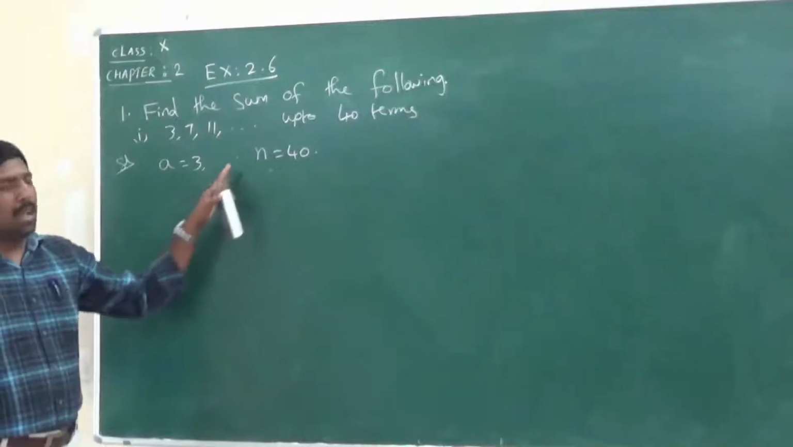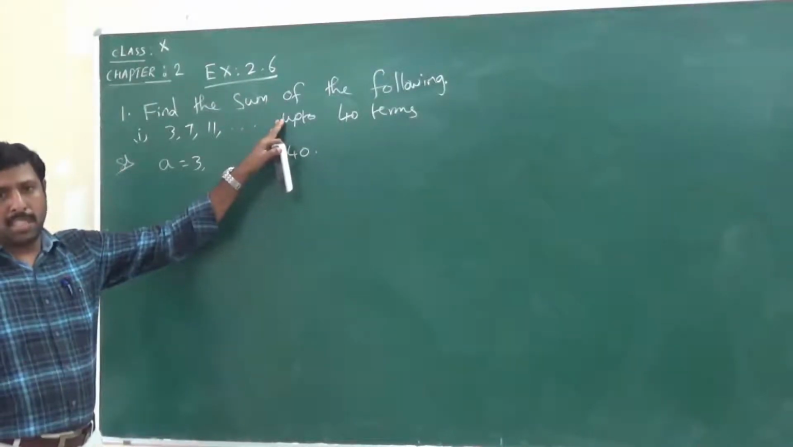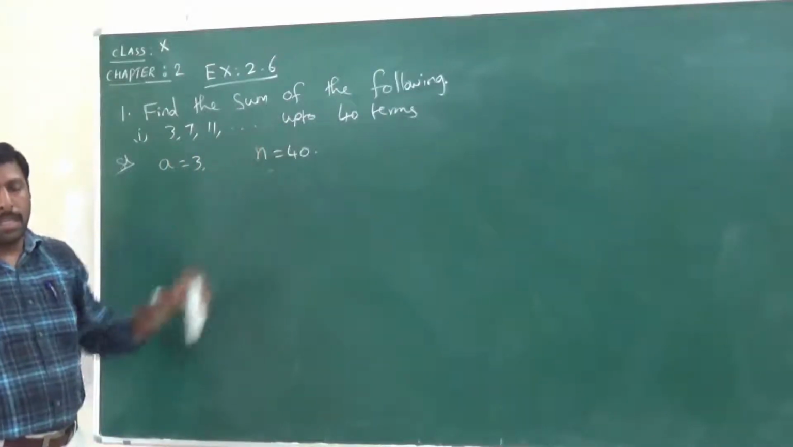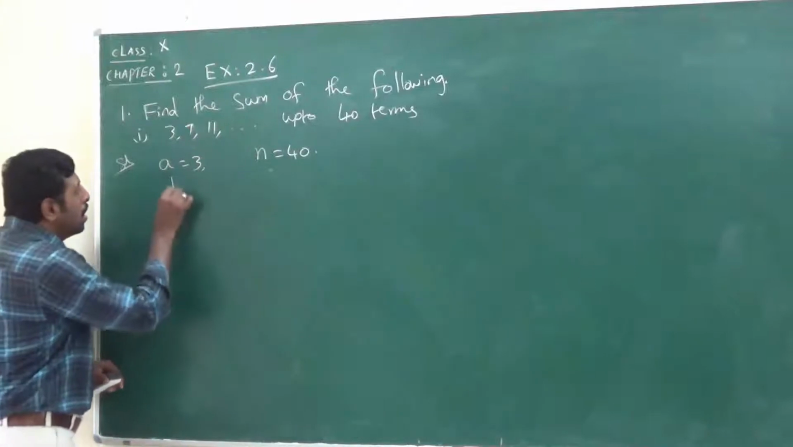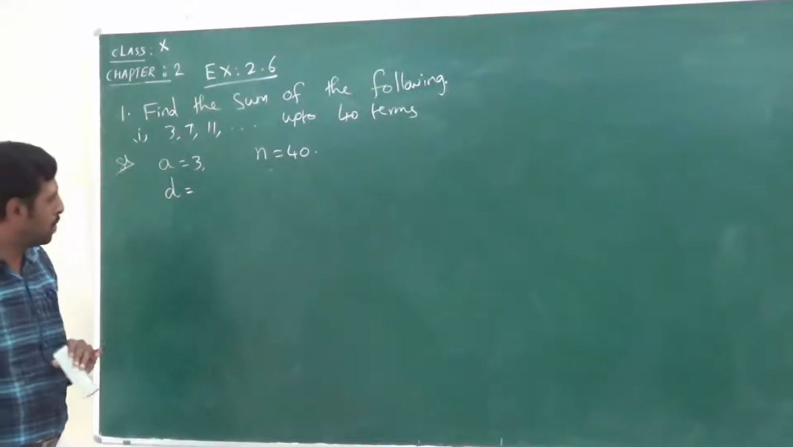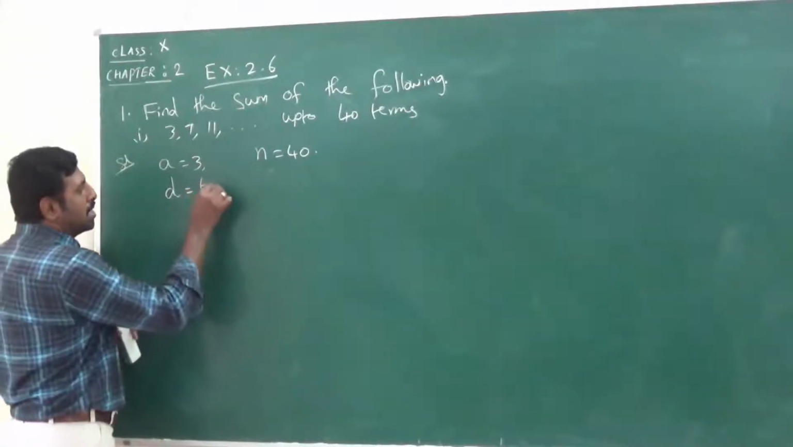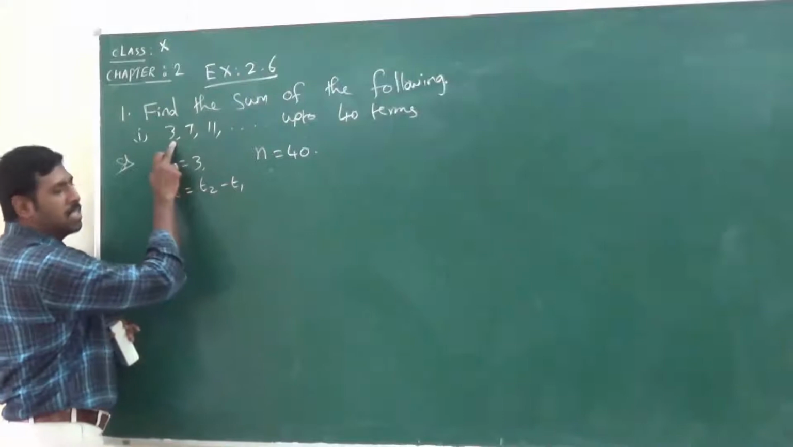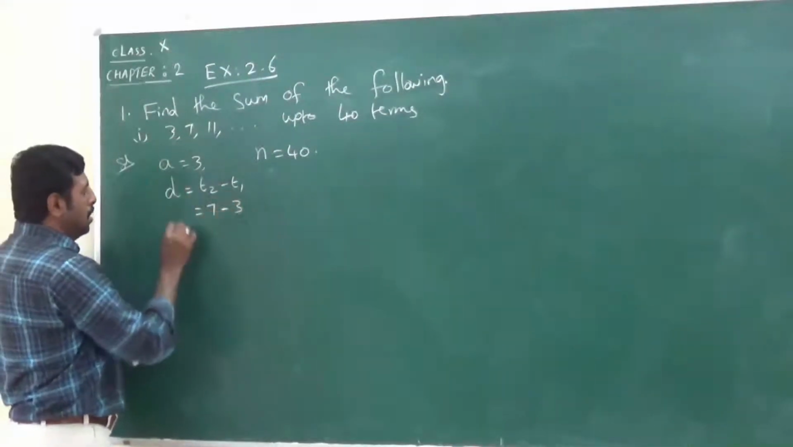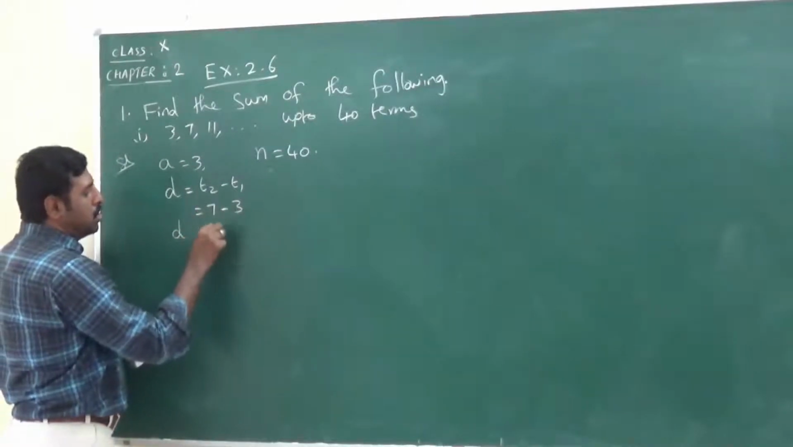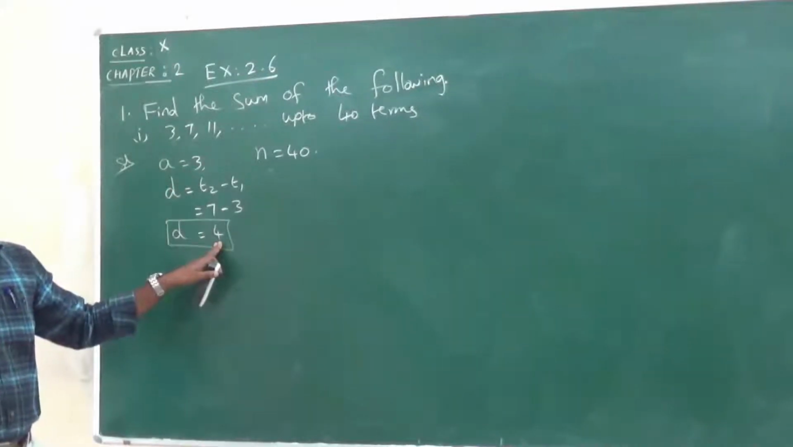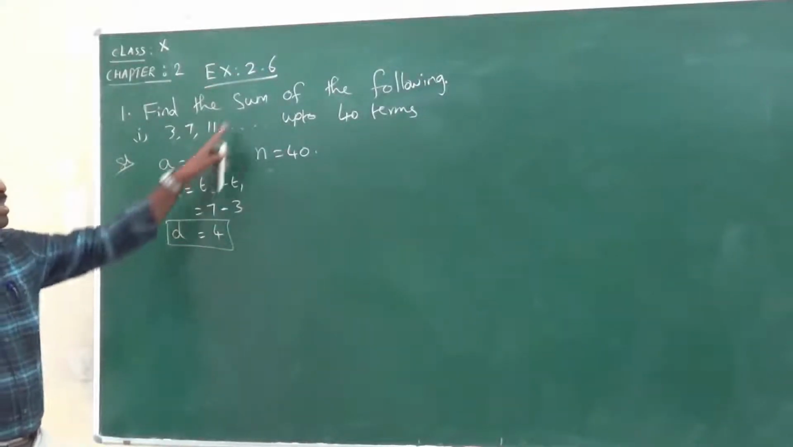Now the last term is unknown. Here the last term is not given. See, 3, 7, 11 goes on, but the last term is not given. But here we can find the common difference of the sequence. d is equal to the second term minus the first term, t2 minus t1, that is 7 minus 3, so d is equal to 4. So a and d values are known, and we want to find the sum of the terms.